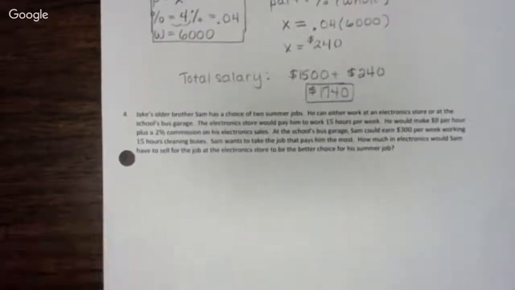All right, last one. Jake's older brother, Sam, has a choice of 2 summer jobs. He can either work at an electronics store or a school bus garage. The electronics store would pay him to work 15 hours per week. He would make $8 per hour plus 2% commission on his sales. At the bus garage, he would earn $300 per week, working 15 hours cleaning buses. Sam wants to take the job that pays the most. So how much in electronics would Sam have to sell for that job to be better?